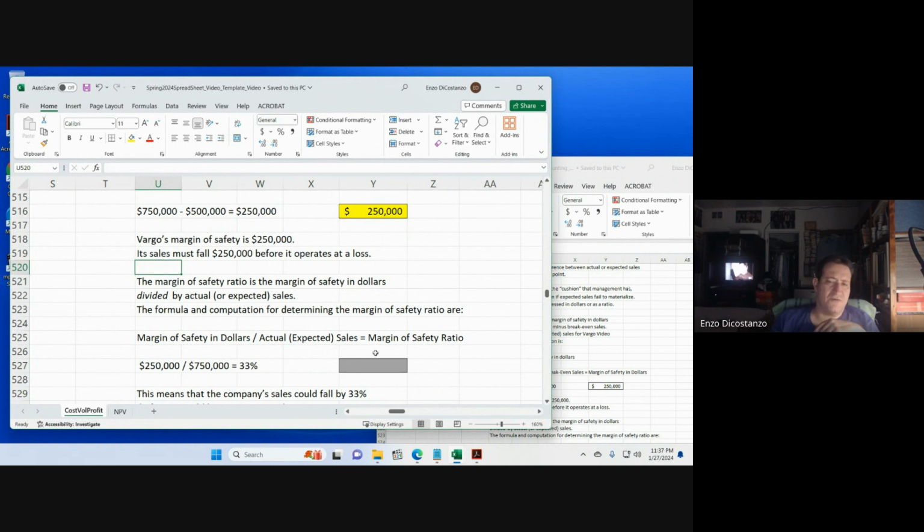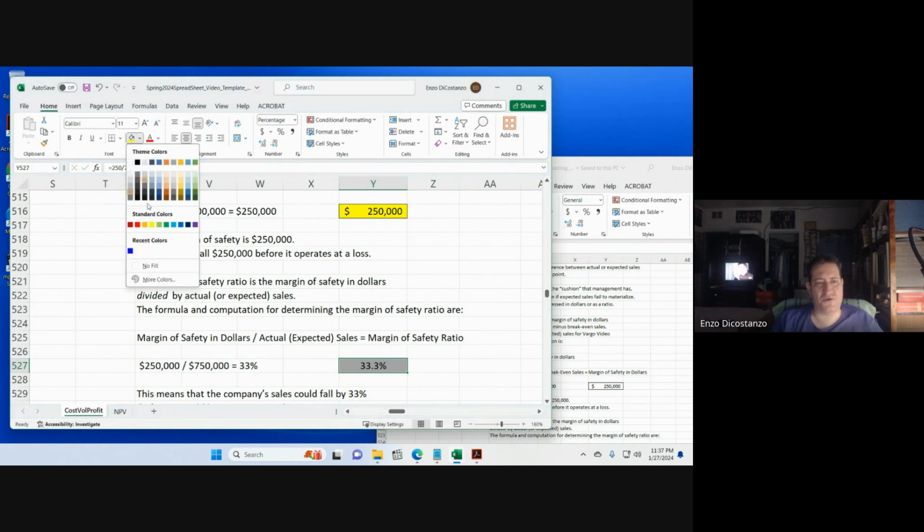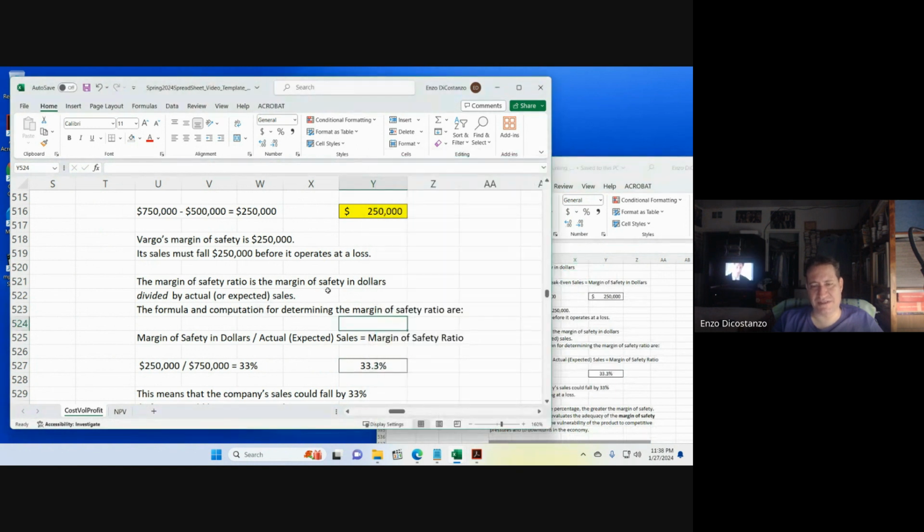If I want to determine a ratio of this, you could say it equals 250 divided by 750. You can get that 33%, for whatever it's worth. But I don't get too excited about this stuff.